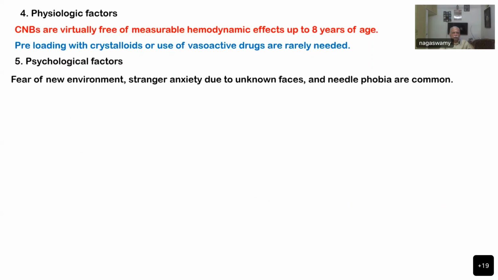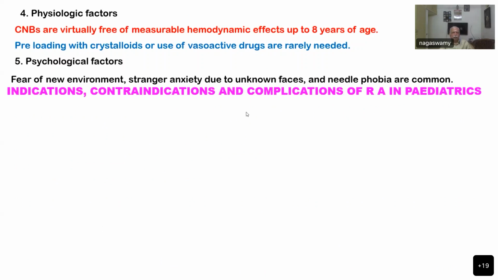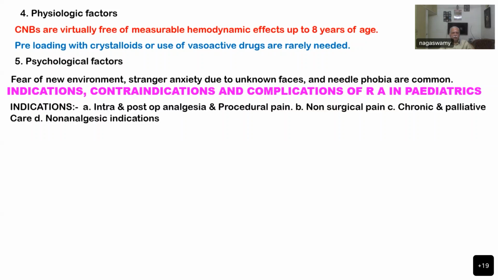The psychological factors are fear of new environment, stranger anxiety due to unknown faces, and needle phobia. These are all problems in older children, more than 6 months of age, or little toddlers and other people. The indications, contraindications, and complications for regional are as follows. Indications are intra and post-op analgesia. You can definitely use them. And for procedural pain like scopies, non-surgical pain, chronic palliative care, and non-analgesic indications.